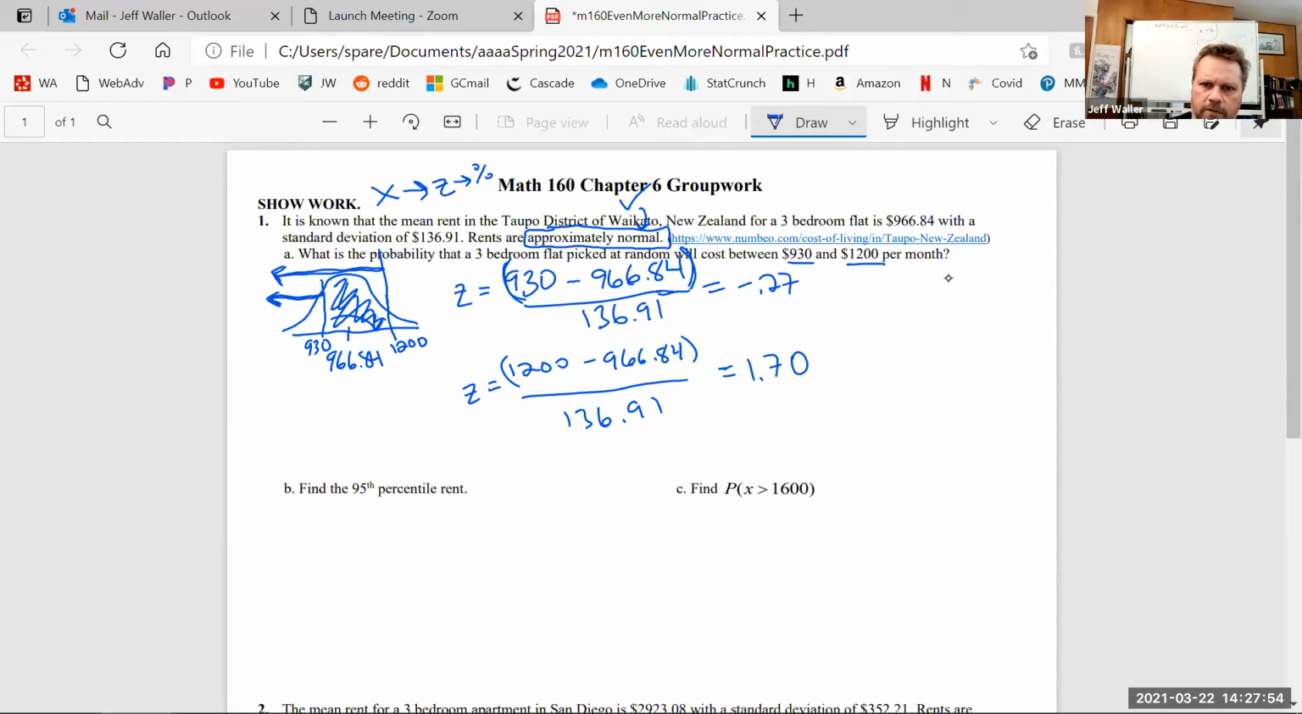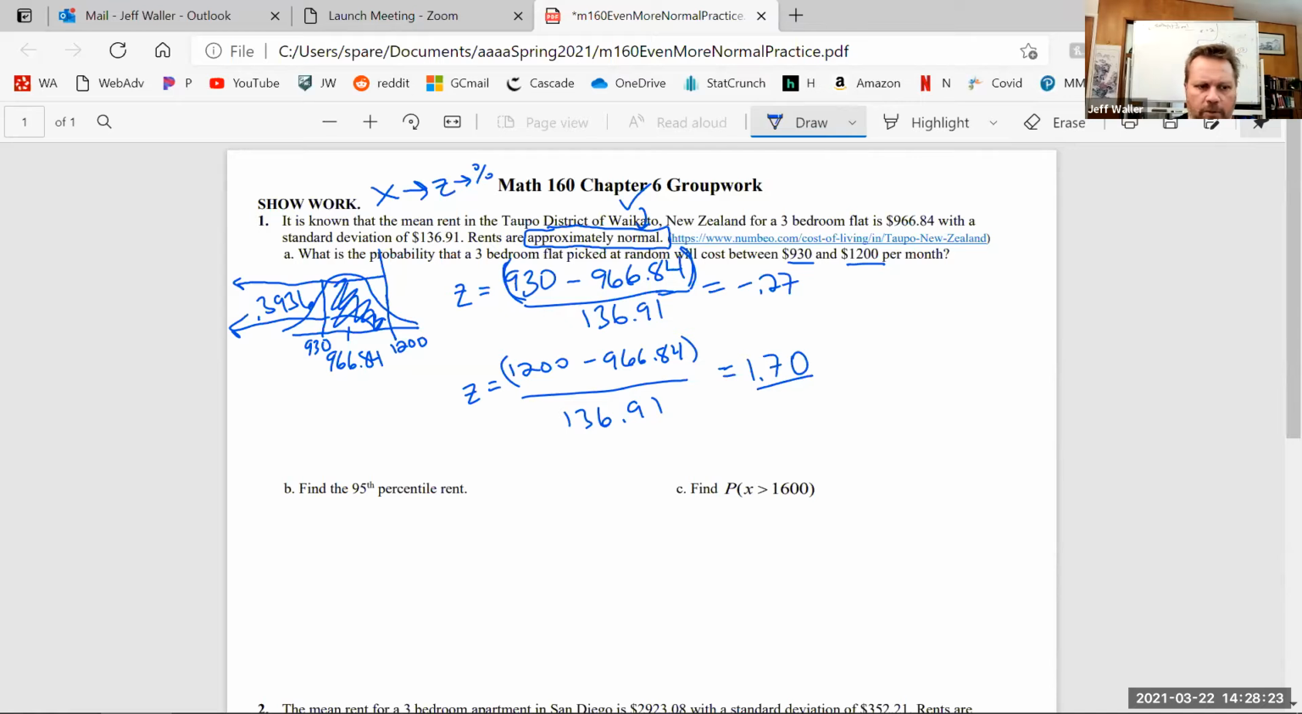So this is 0.3936 there. Man, this is so tiny. Let me try that again, give myself some more room. So this is 0.3936. And now if I look up 1.7, I'll see what this top one is. And then I just have to subtract those two to get the area in the middle.